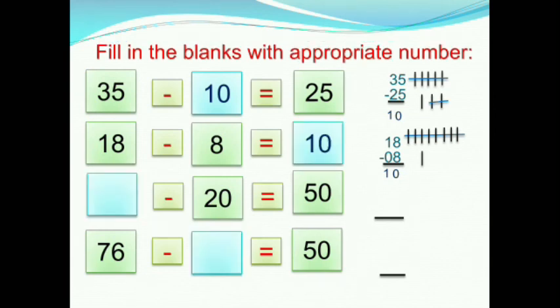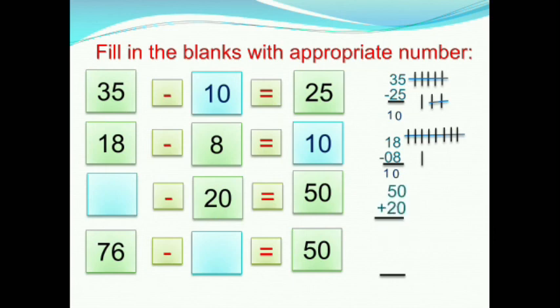Children, in the next question we have dash minus 20 is equal to 50. Here, what is the answer? Yes, 50 is the answer. Here, question is 20 and answer is 50. To find the missing number, we should add 50 to 20.